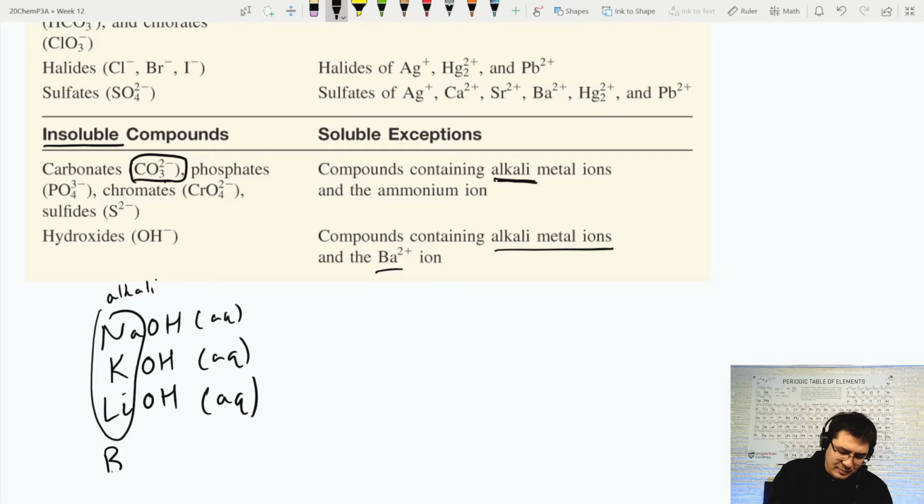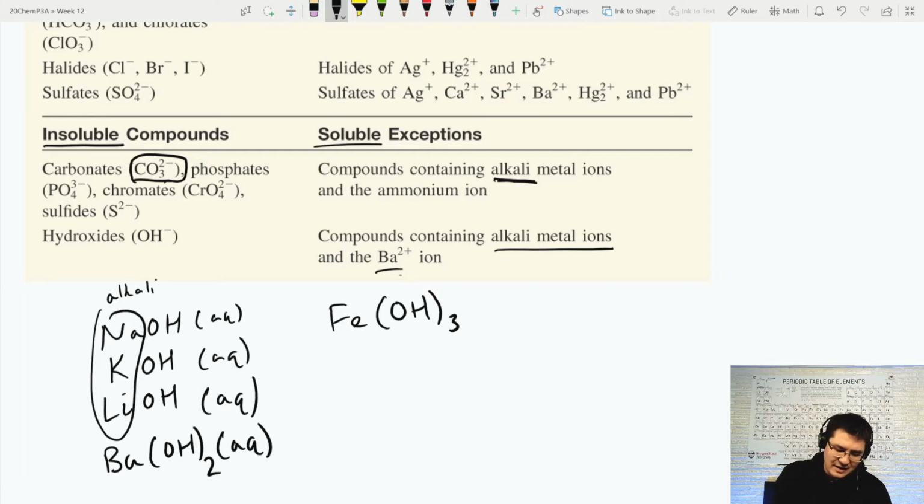Okay, also barium hydroxide, Ba(OH)2, it says, falls under the soluble exception. However, if I have Fe(OH)3, that's iron 3 hydroxide. Iron is not one of the exceptions, so this hydroxide would be insoluble or solid.